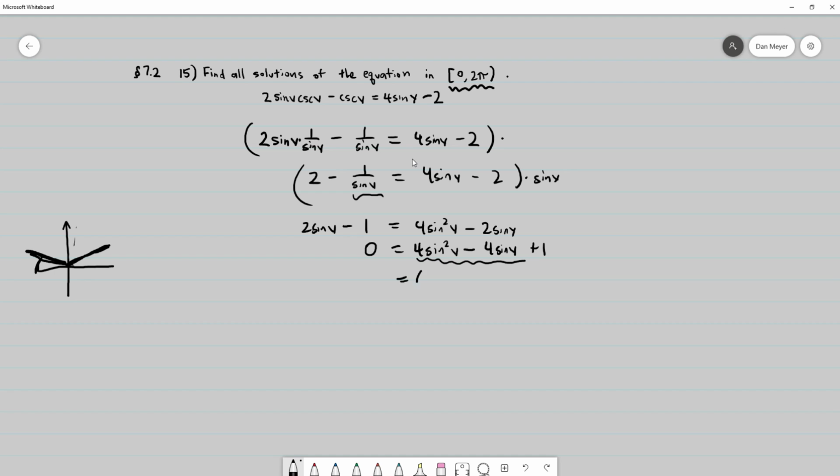This is, I guess I'll write it. This is 2 sine v squared minus 2 times 2 sine v plus 1 squared. So this factors into 2 sine v minus 1 squared. And so that's where you would get your 2 sine v minus 1 is equal to 0. And the rest works out as before. So that would be another strategy. That was my initial thought when I saw this.